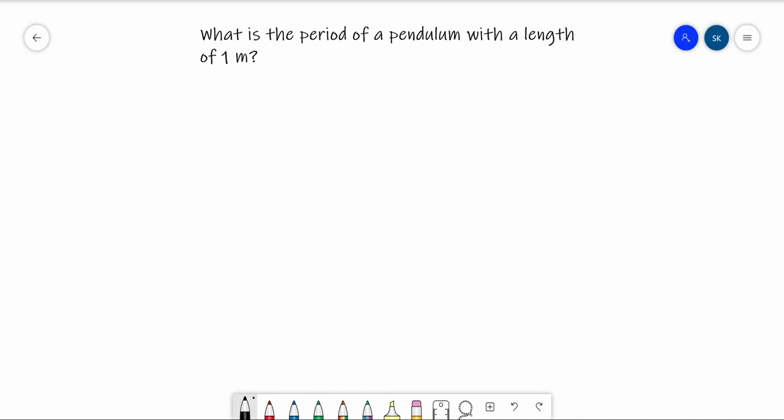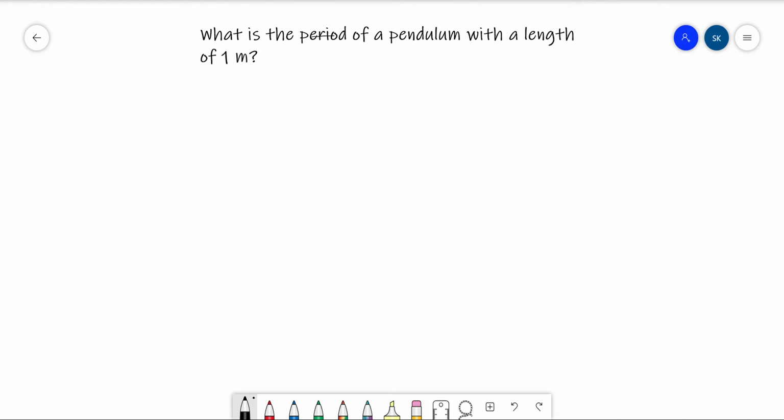The last thing that we are going to look at is the period of a pendulum. So this is very similar to a mass spring system, but it's slightly different. It has a very similar equation, and we'll look at that in just a second. So we're going to start by highlighting everything that's important.